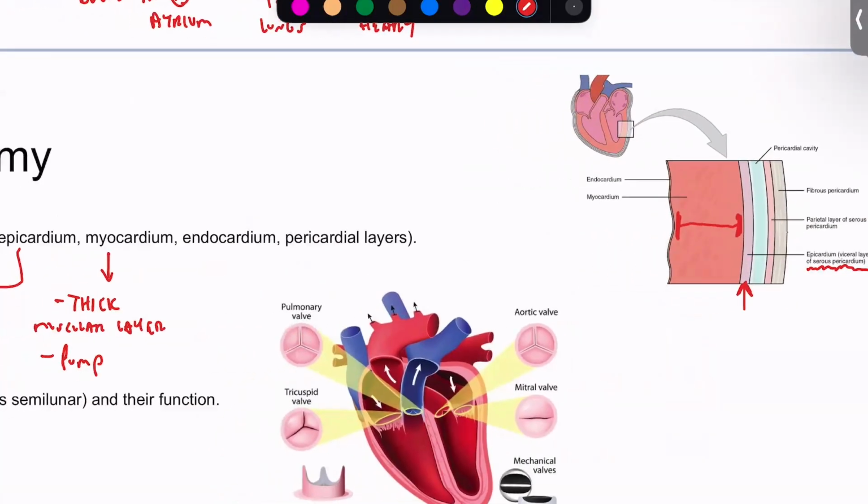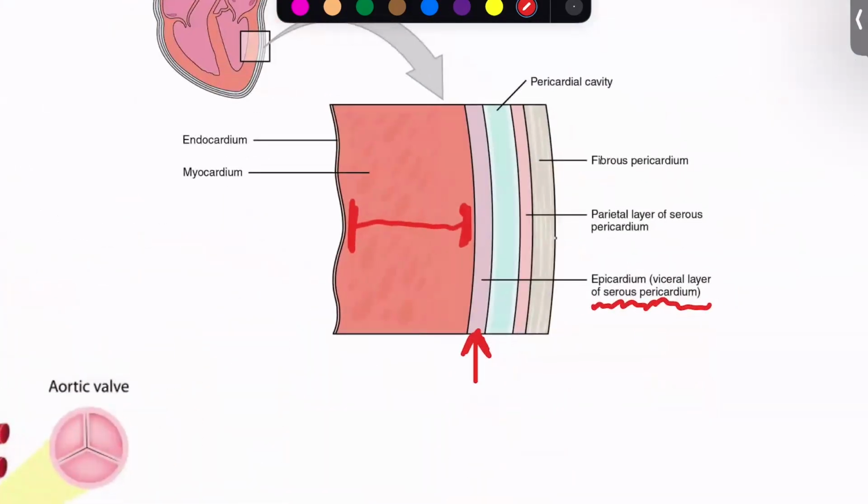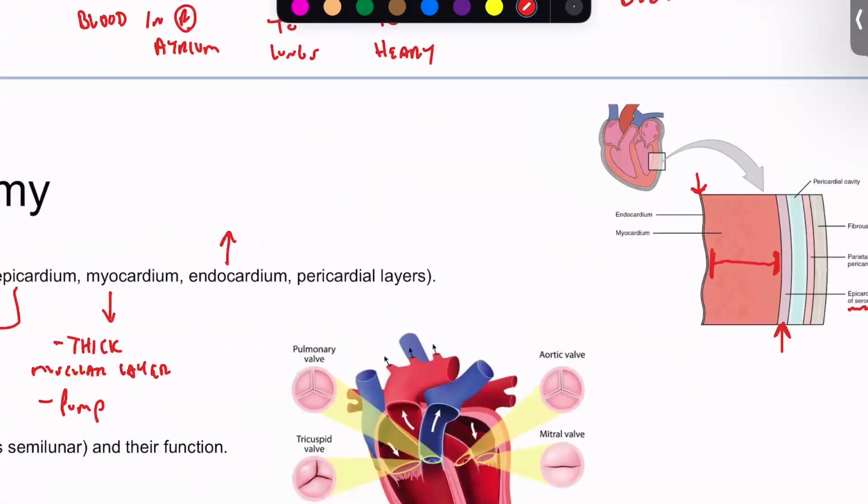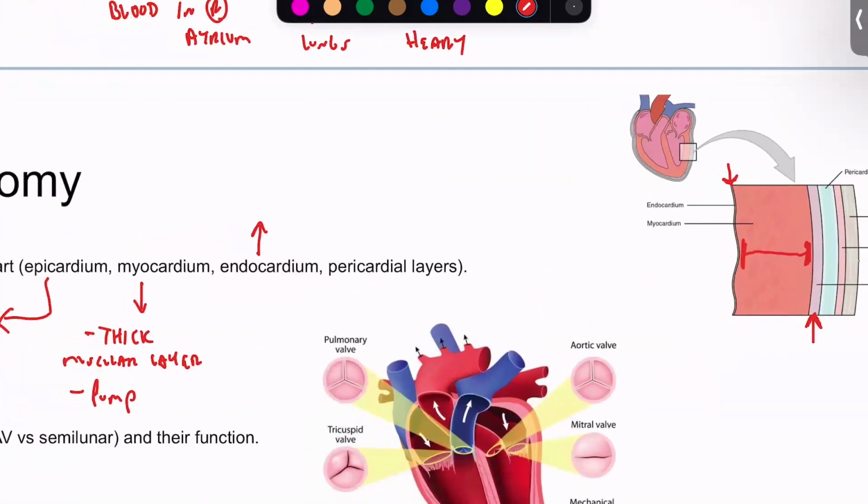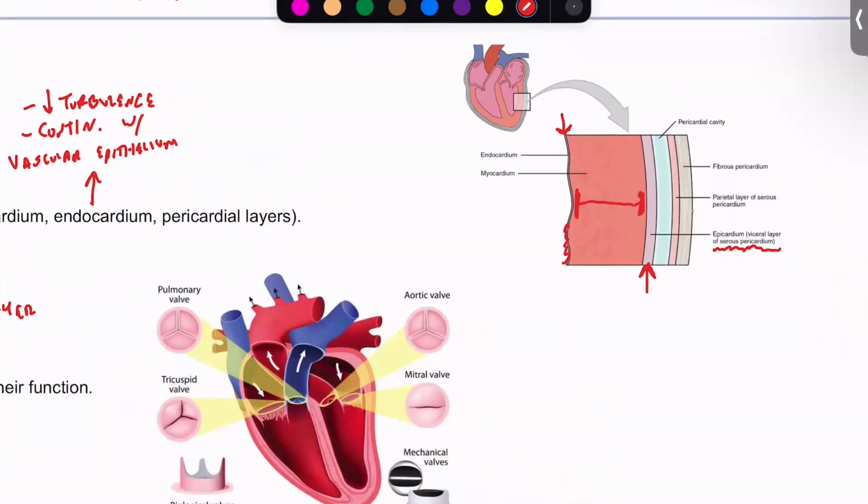All right, then we have our endocardium, and this is the innermost layer. So our endocardium is this little tiny area right here, pretty much against the heart. And so what this does is it smooths the lining of the different chambers and the valves, but it also reduces turbulence. And it's also continuous with the vascular epithelium. So we have blood vessels that are running along in here.